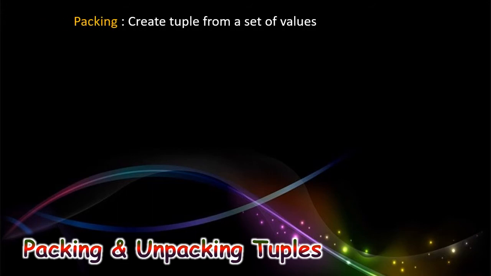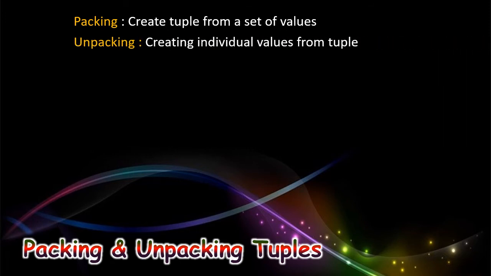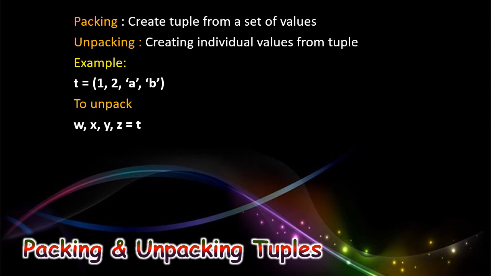Last, packing and unpacking in tuples. Packing means we can create a tuple from a set of values, and unpacking means creating individual values from the tuple. That means the values are taken and assigned to separate variables. That is an unpacking example. So t equal to 1, 2, a, b. This is a tuple, so this is called packing. Next we are going to unpack it. Through just the assignment operator, w, x, y, z is equal to t. The 4 items are assigned to 4 separate variables.